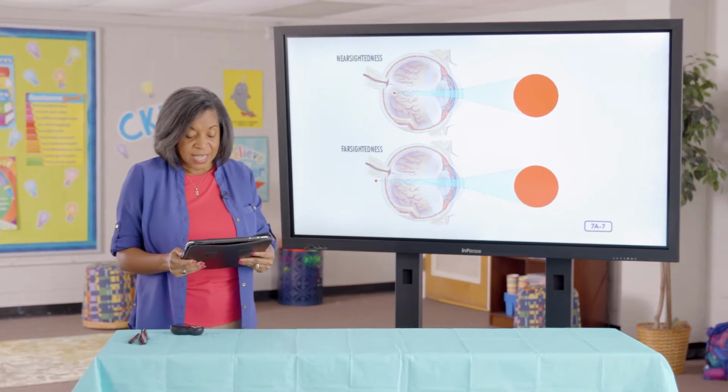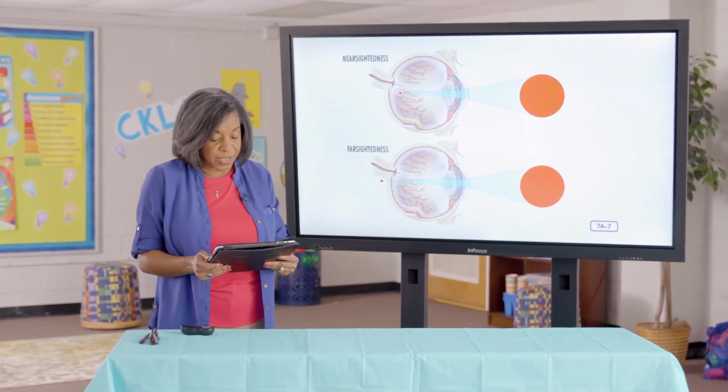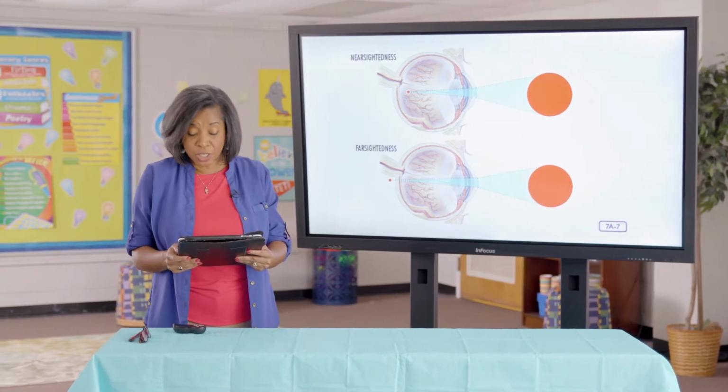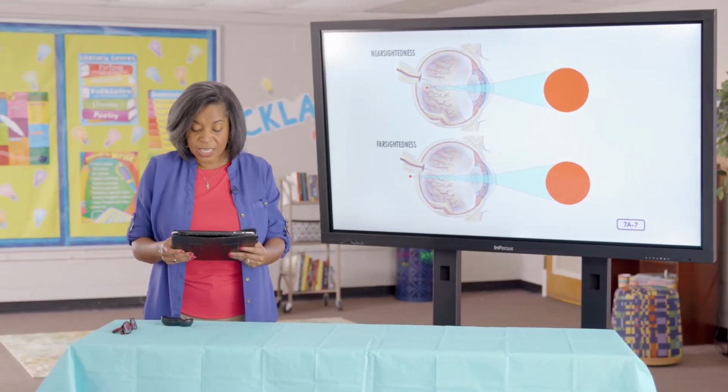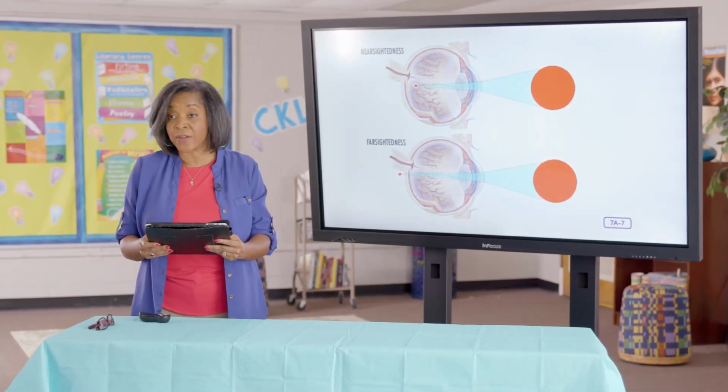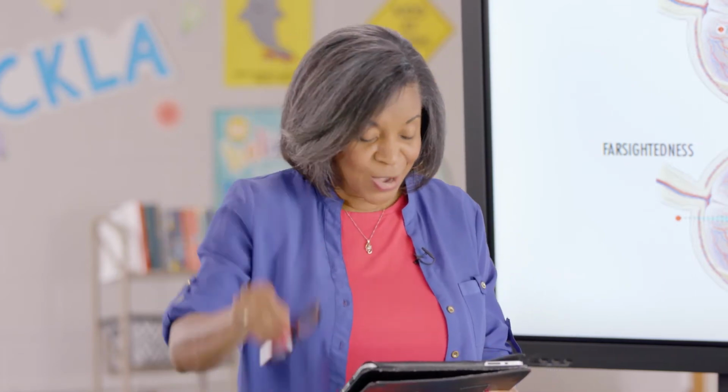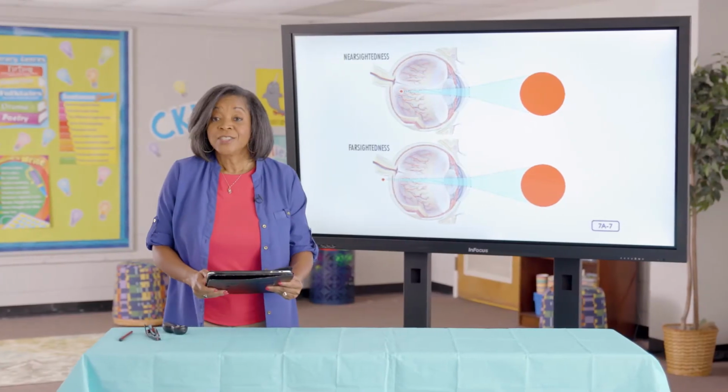In nearsightedness, the eyeball's size in relation to the cornea affects its focusing power, so images are projected or focused in the front of the retina. Nearby objects are seen clearly, but distant objects are out of focus. In farsightedness, the eyeball's size affects the focusing power of the lens, so images are projected or focused behind the retina. Distant objects are seen clearly, but nearby objects are out of focus. Luckily, these problems can be corrected with glasses or contact lenses.